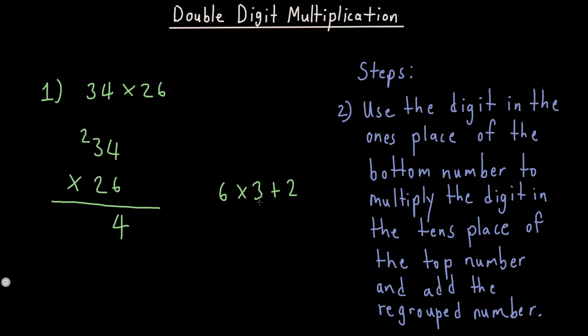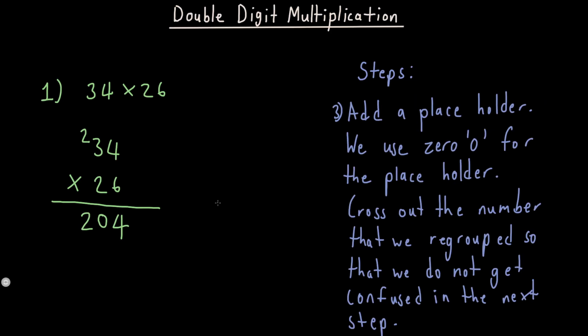6 times 3 is 18 plus 2 equals 20. So we are going to write 20 here. For step 3, we're going to add a placeholder, and we use 0 for the placeholder. We are going to cross out the number that we regrouped so that we don't get confused in the next step.